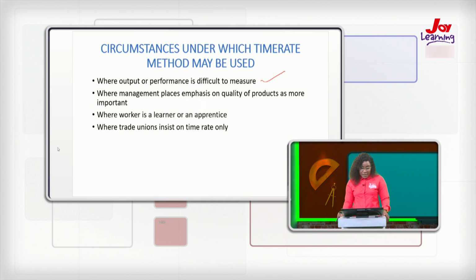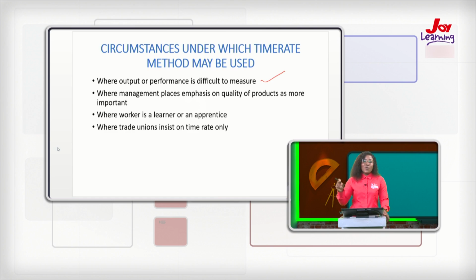Okay, so we were on circumstances under which time rate method may be used. And as I was saying, where output or performance is difficult to measure, you cannot measure the work or the output I have done at the end of this revision session. So with that, we use the time rate method to pay employees. That means they are going to pay me based on the number of hours I'm going to spend on the job. Where management places emphasis on quality of product as more important.